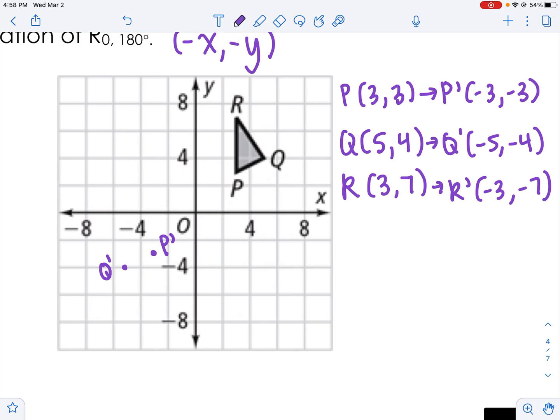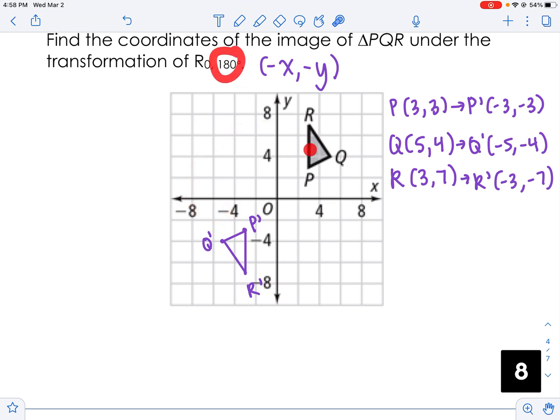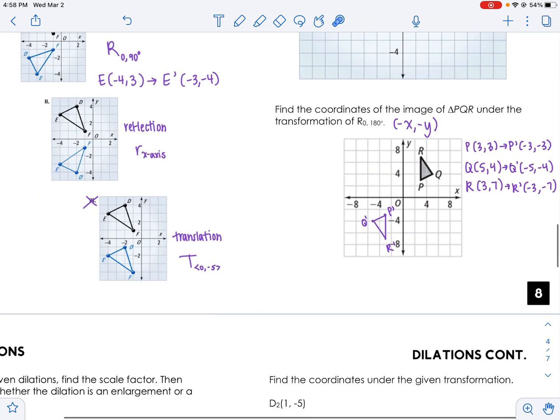And then our last coordinate, R prime, is at negative 3, negative 7 right there. Notice that it's still congruent. Remember, that's called rigid motion. It's still congruent. It's still the same triangle. It's just turned around. And notice 180 means that it goes 2 quadrants over, so just like that.